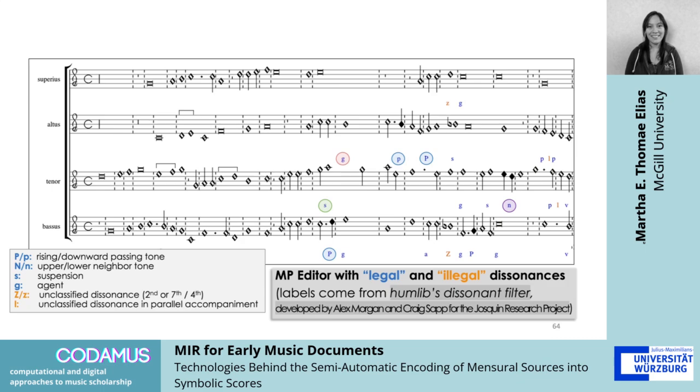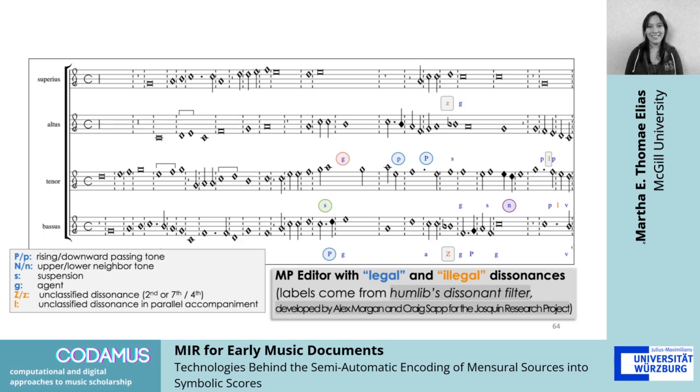And all other dissonances that are unclassified are marked in orange. These are basically seconds and sevenths that don't seem to fit any functionality, and also fourths above the bass. And there are different types of unclassified dissonances. So, for example, unclassified dissonances in parallel accompaniment, and all these kinds of subclasses of unclassified dissonances. So those are marked in orange. So the idea was to test whether making these illegal dissonances obvious to the user helps in any way in correcting the score.